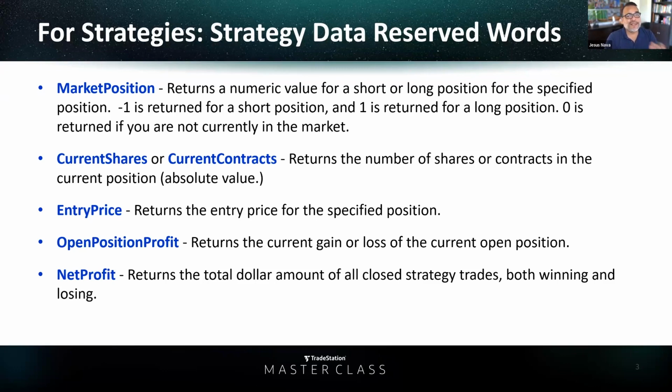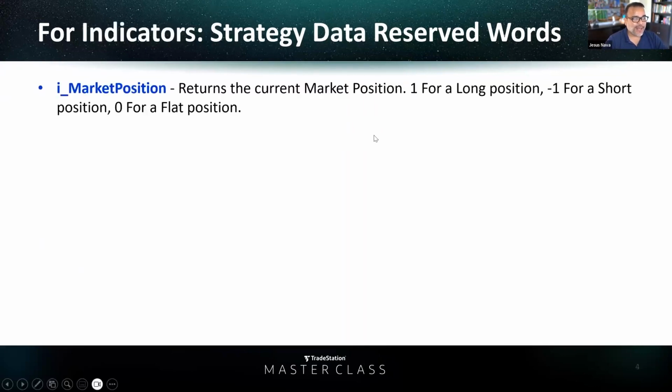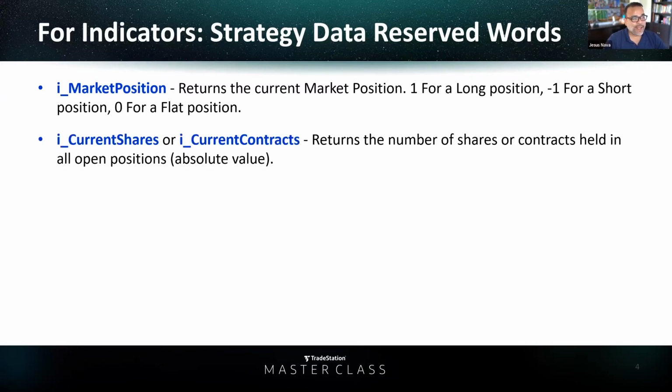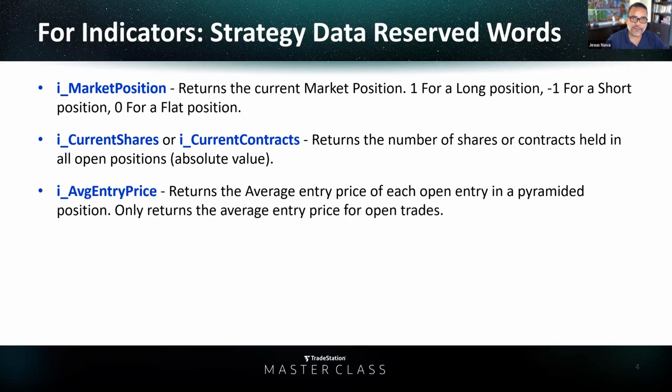So if you want the indicator version of the same data, this is what we're looking at. I_market position. Again, it looks at the strategy and it tells you what the position is. Is it short? Is it long? Or is it flat? You have I_current shares or I_current contracts. Same concept, gives you the number of shares, number of contracts in the strategy. You have I_AVG entry price, a little bit different than what you would use in a strategy. The strategy would use entry price, but it's okay.